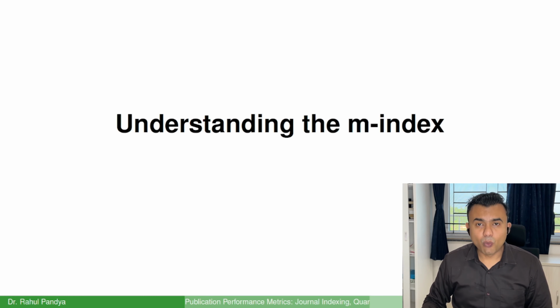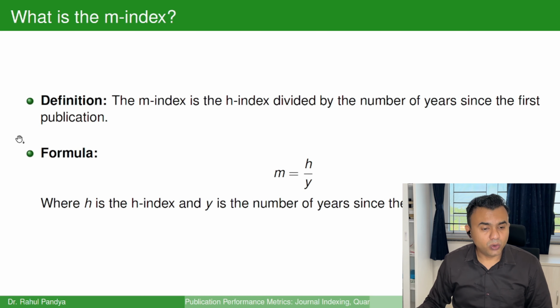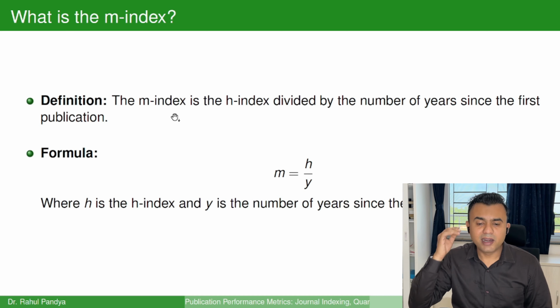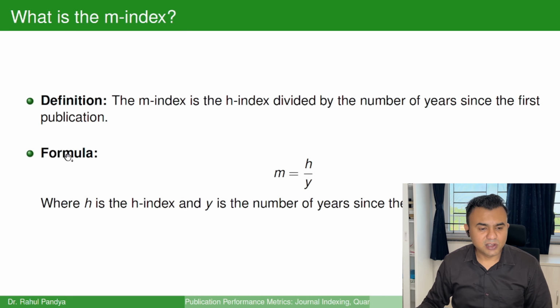In this section, we will discuss the M index. The definition of the M index is that the M index is the H index divided by the number of years since the first publication occurred.